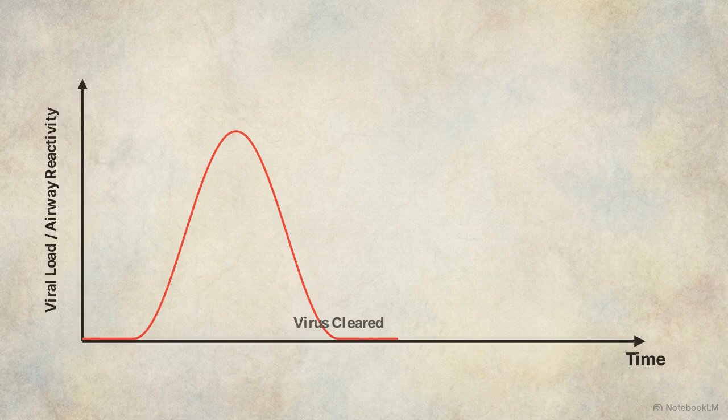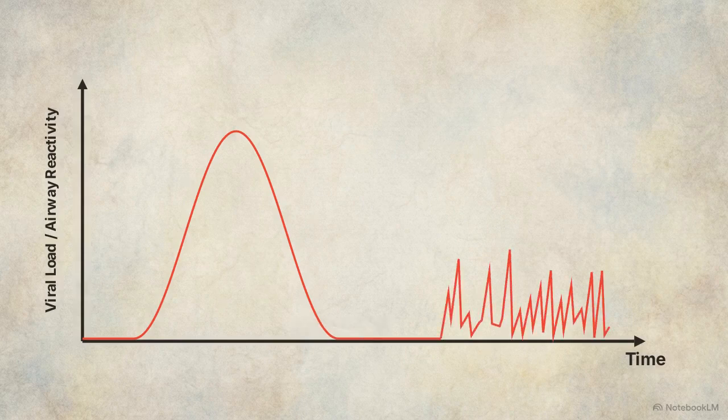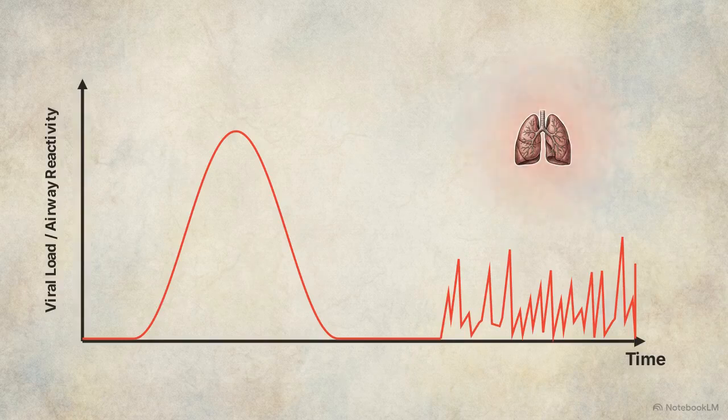The virus presents a clinical contradiction. It is an acute, non-latent RNA virus that the body eventually clears. Yet severe infections are strongly associated with the later development of chronic airway hyperreactivity.